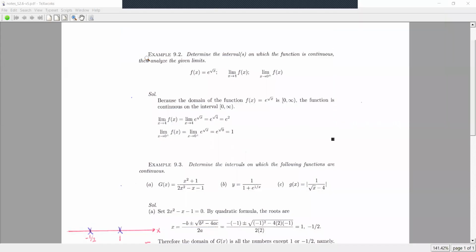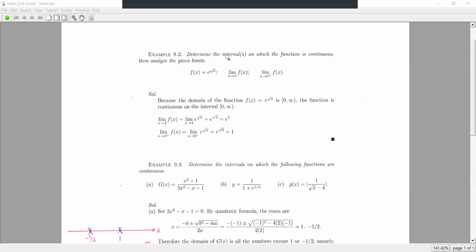Two more examples. Example 1. Determine the intervals on which the function is continuous. Then analyze the given limits. Recall that an intentionally defined function is a piecewise defined function. This function is not defined piece by piece, so this function is not an intentionally defined function. Therefore, this function should be continuous everywhere on its domain.